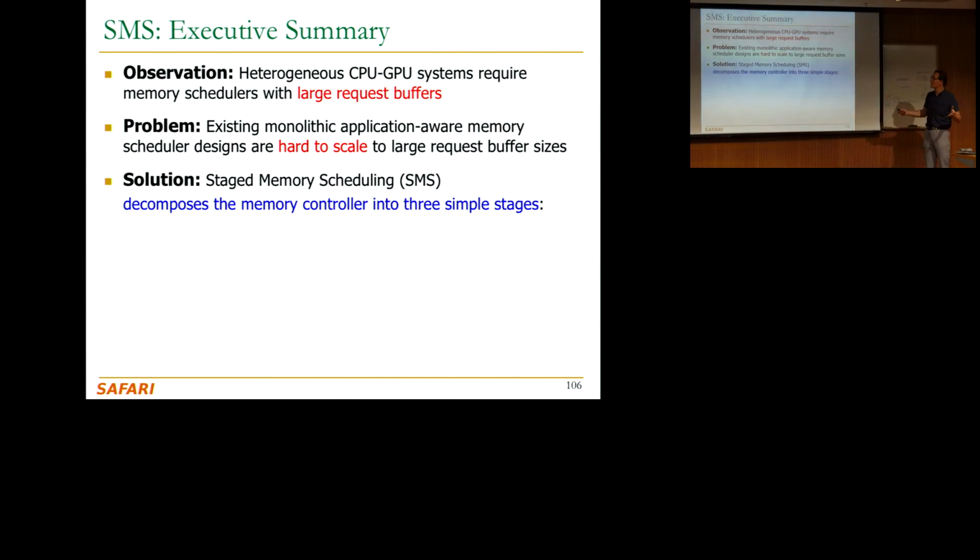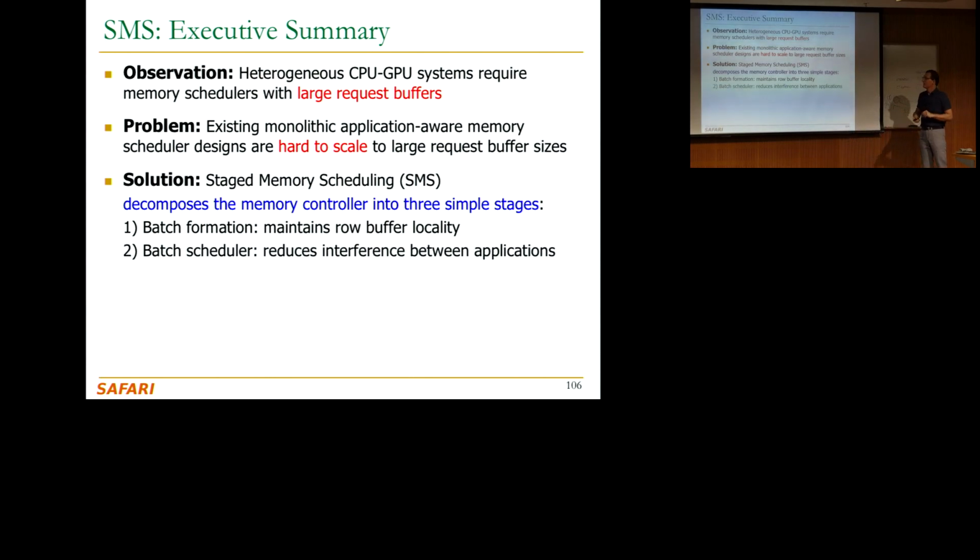One idea is to decompose the memory control into 3 simple stages. You divide the functionality into 3. One is you form batches to maintain row buffer locality. Basically, form batches of requests that go to the same row. And you do that very early on, maybe even close to the cores. When you're actually generating the requests, you form them as a batch. And then you have a scheduler of the batches that looks at these different queues and tries to reduce interference between the different cores, CPU, GPU, different CPU and GPU cores. And then the last portion of the scheduler is essentially very simple. It's FIFO. It's the DRAM command scheduler. It just issues requests to DRAM.